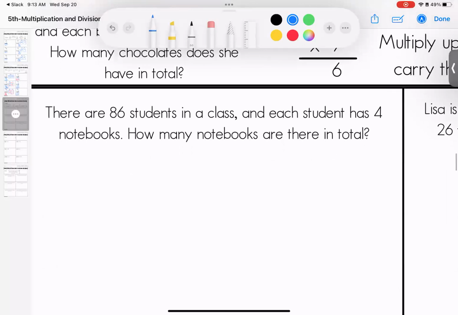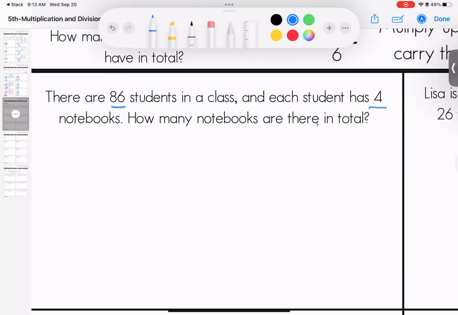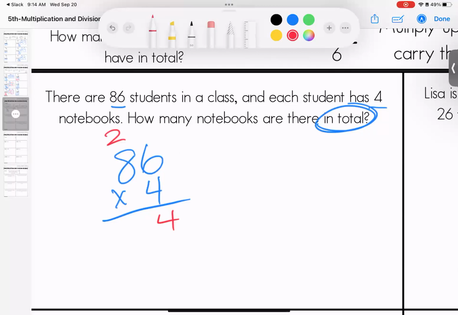When we're doing word problems, we're thinking, what are they asking me to do? What numbers are they giving me to use? And then I solve. There are 86 students in a class, and each student has 4 notebooks. How many notebooks are there in total? We are multiplying the 86 students by 4 because they each have 4 notebooks. 6 times 4 is 24. 8 times 4 is 32. Add 2 is 34. There are 344 notebooks.